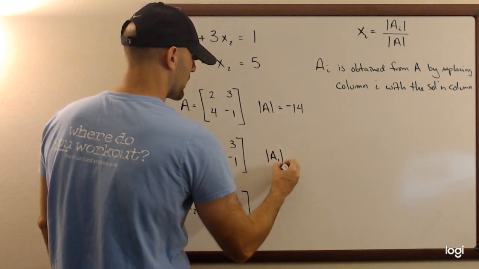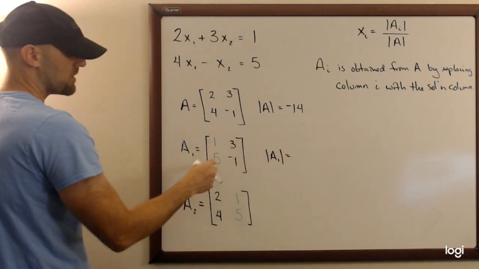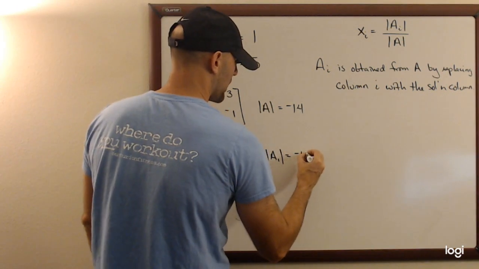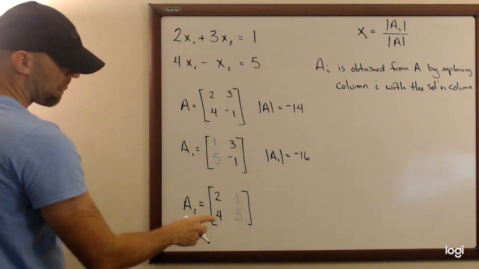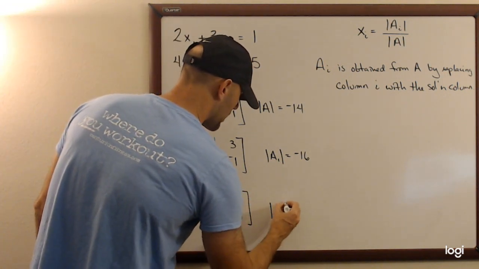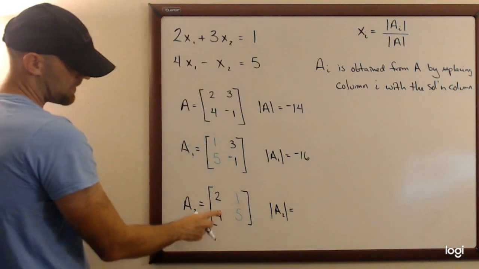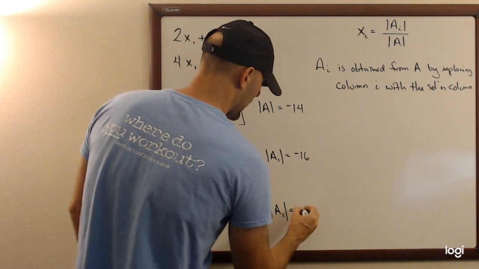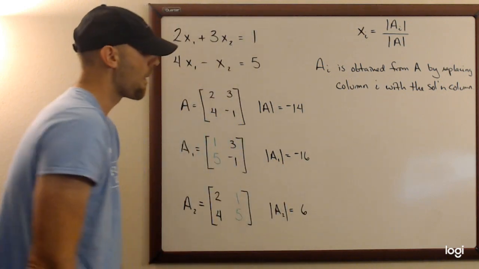So the determinant of A sub 1: I've got 1 times -1 is -1, minus 5 times 3, that's 15. That's -1 minus 15 is -16. And then again for A sub 2 here, I've got 2 times 5 is 10, minus 4 times 1, that's 10 minus 4. That gives me 6.